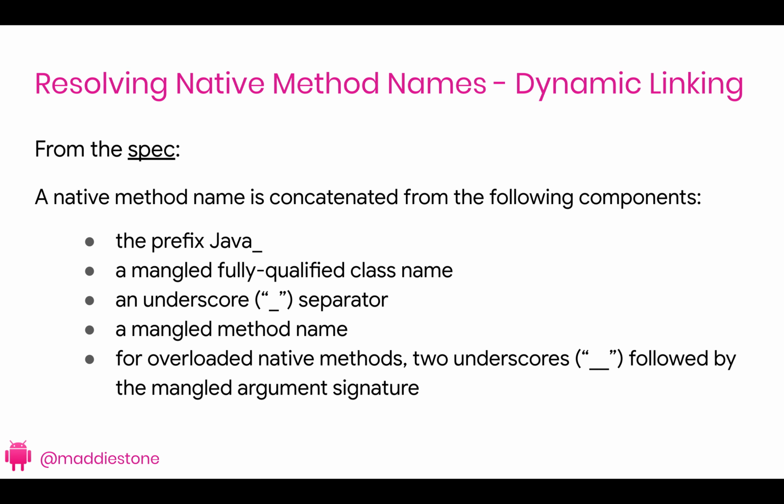The name in the native library, or the .so file, has first the prefix Java underscore, the mangled fully qualified class name, underscore, the mangled method name, underscore. And remember, in Java, you can overload methods. So you can have two methods with the same names as long as they take different arguments. And so in the case that this method name is actually overloaded, then we need to put two underscores followed by the mangled argument signature. So we'll look at an example of what this looks like.